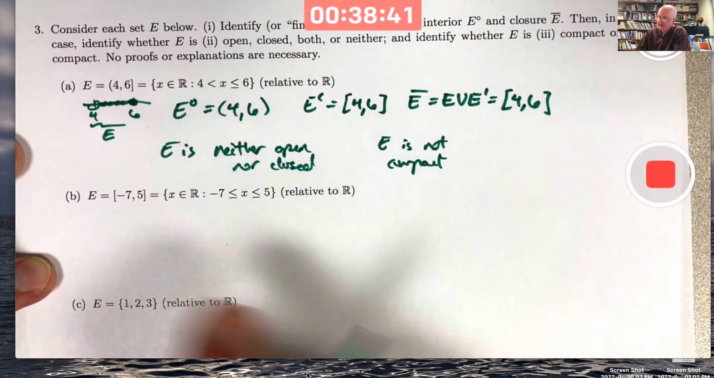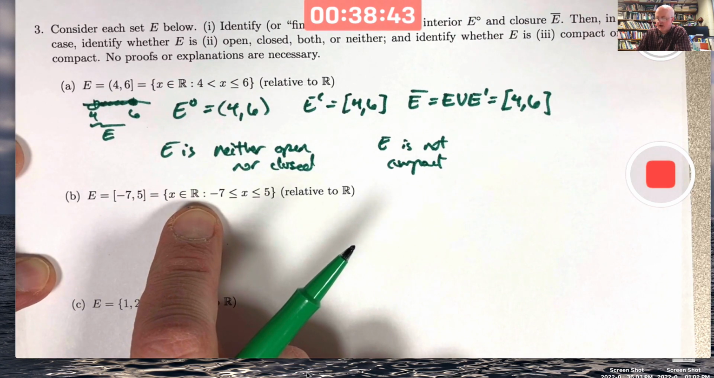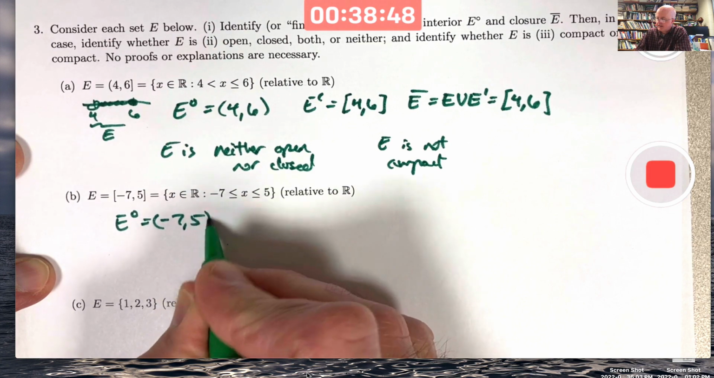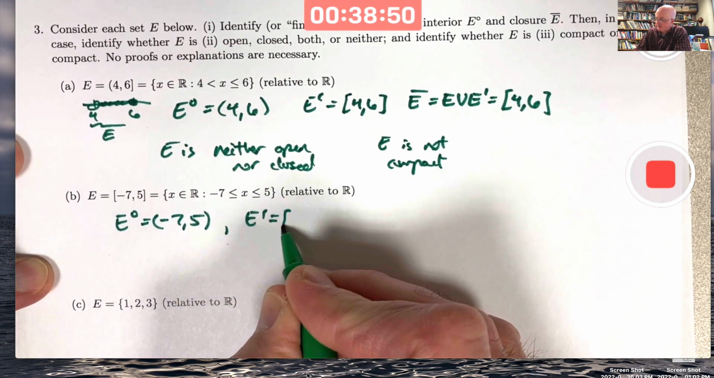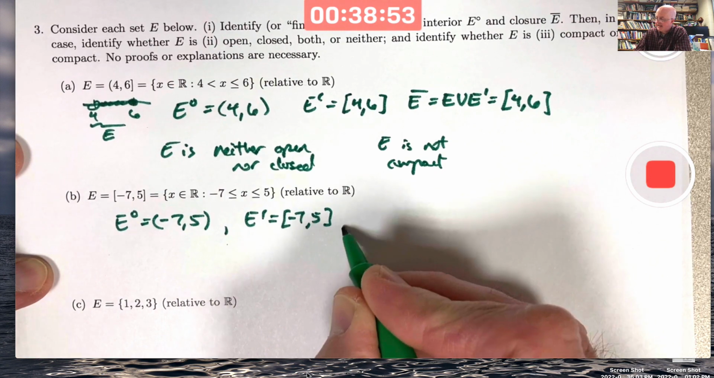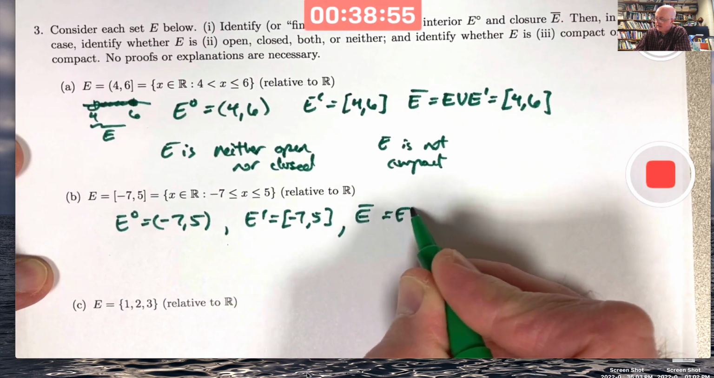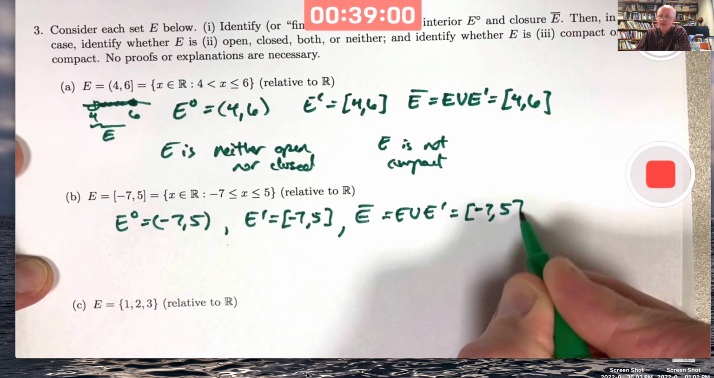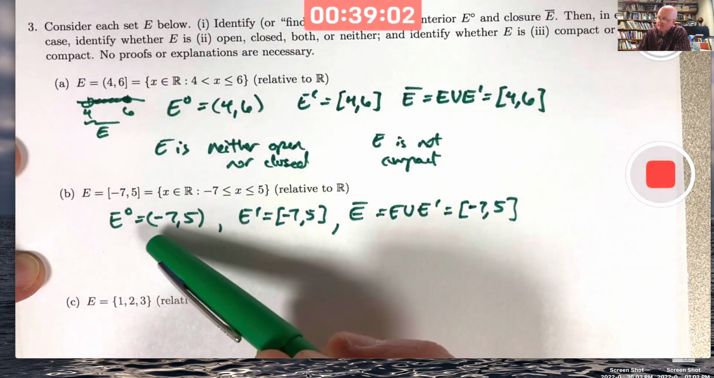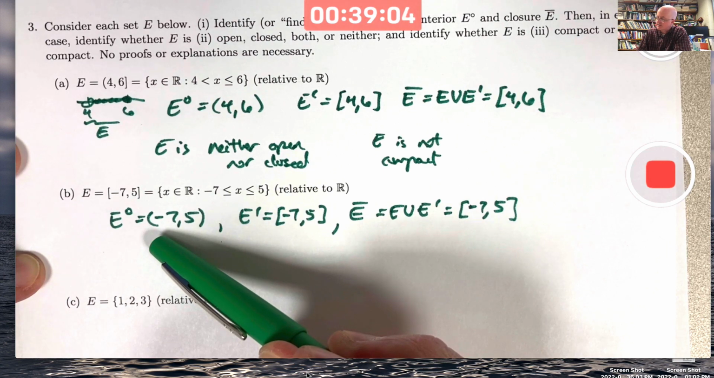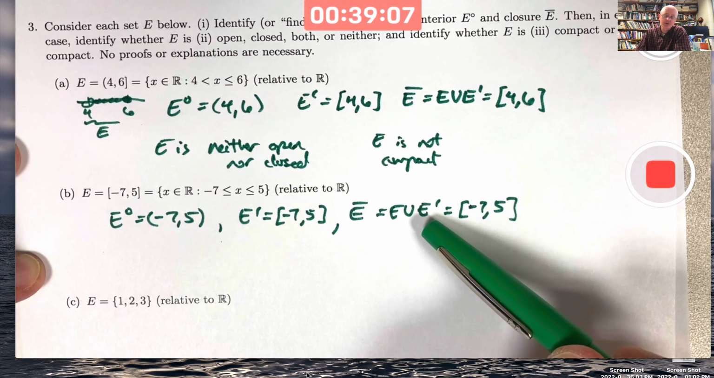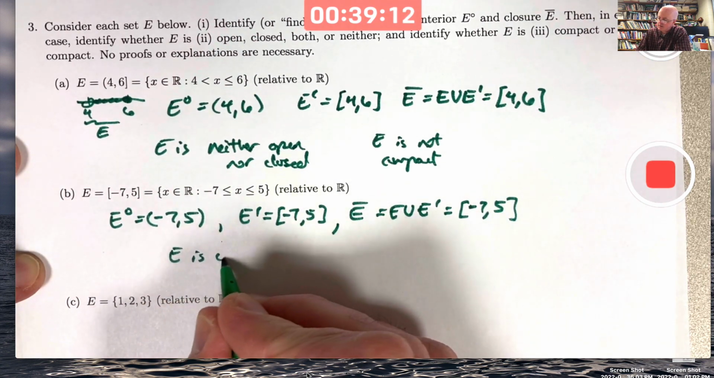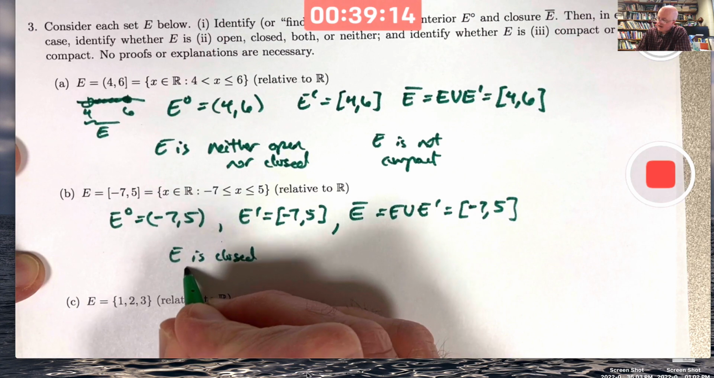Next problem. E is the closed interval from negative 7 to 5. Its interior would be the open interval from negative 7 to 5. Its derived set would be the closed interval from negative 7 to 5. And its closure, E union E prime, is also the closed interval from negative 7 to 5. E does not equal its interior, so it's not open. It does equal its closure, so it is closed. E is closed, but not open.